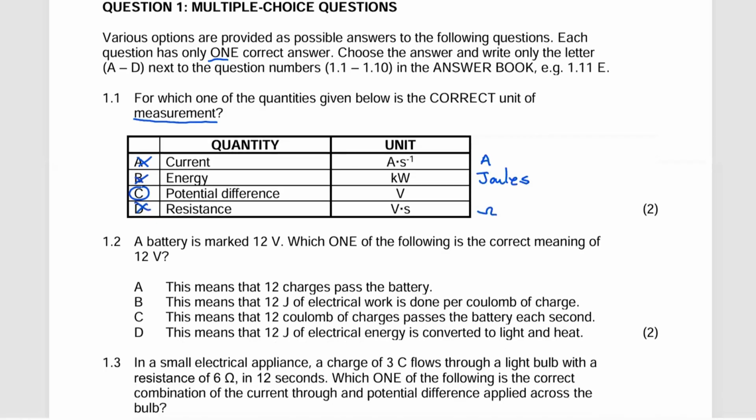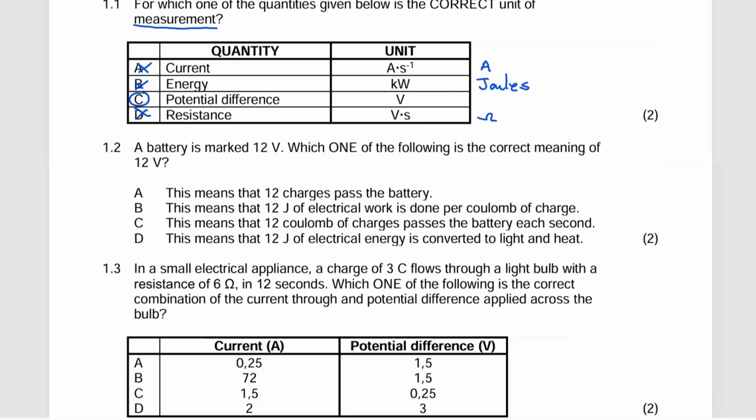Then we move on to question 1.2, which reads, a battery is marked 12 volts. Which one of the following is the correct meaning of 12 volts? So 12 volts, it says here, this means that 12 charges pass the battery. 12 charges pass the battery. This is wrong because there are not 12 charges that are actually going to pass the battery.